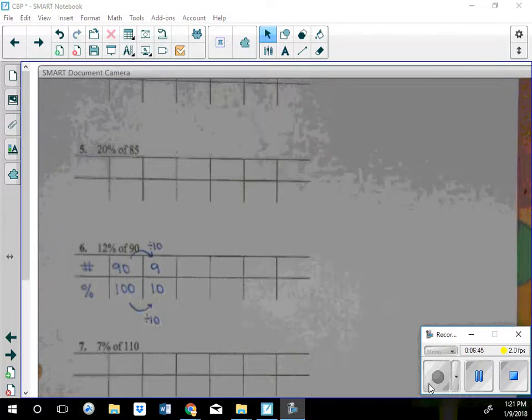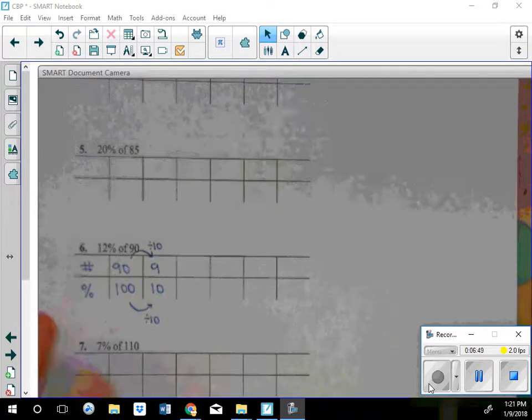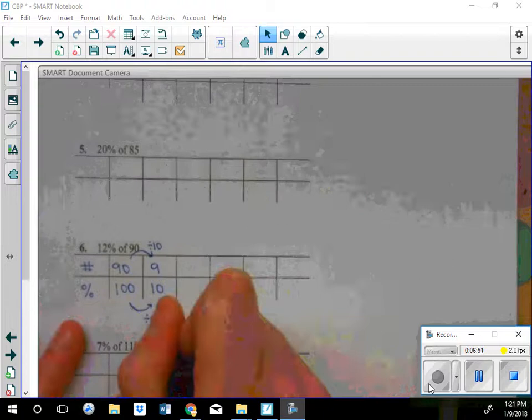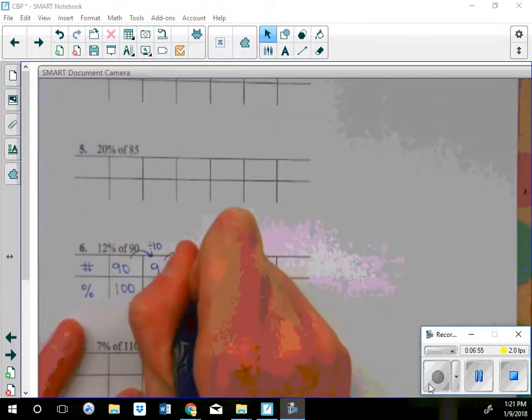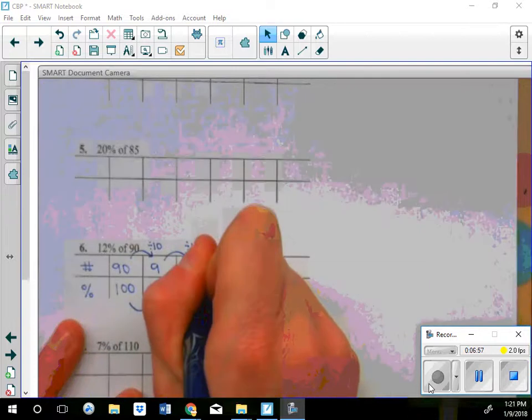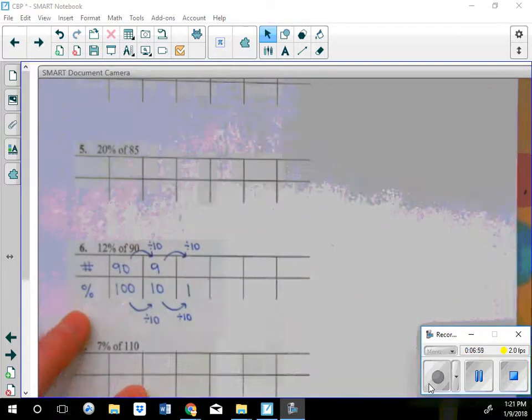Okay, now here's the next thing I'm going to do. I'm going to find 1%. I want to divide by 10 again. And 1%, what's 1% going to be?